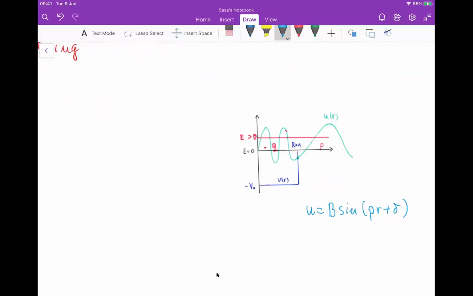And here U will be A times sine QR. Okay, because that's it. Now let's determine the phase shift. This we want to determine. Well, it's just the same as before. We want the wave function and its derivative to be continuous at R.